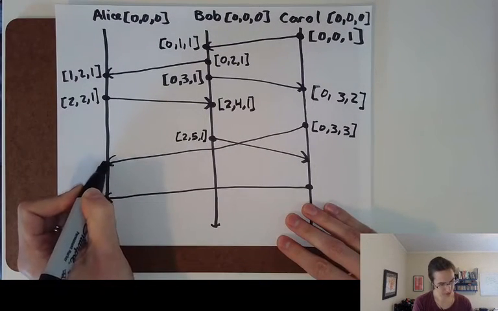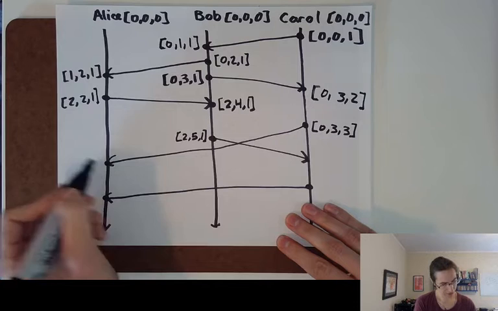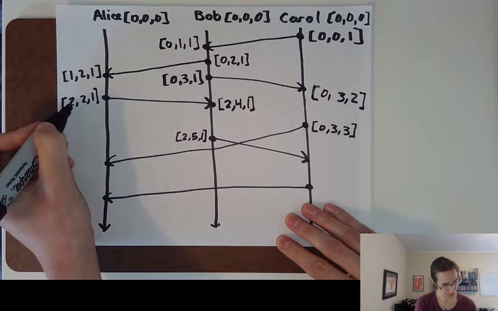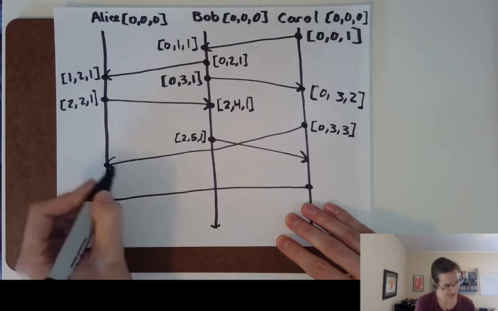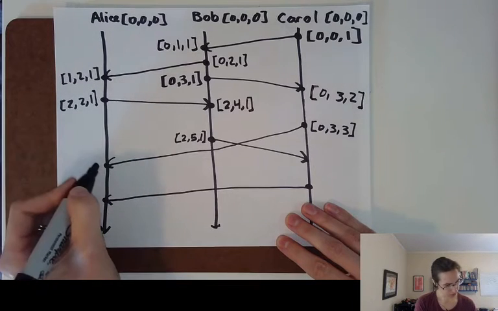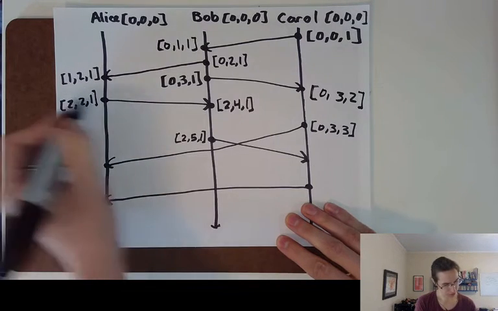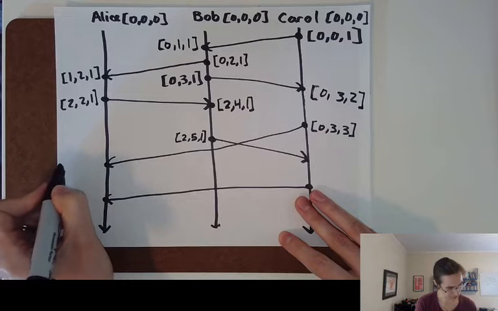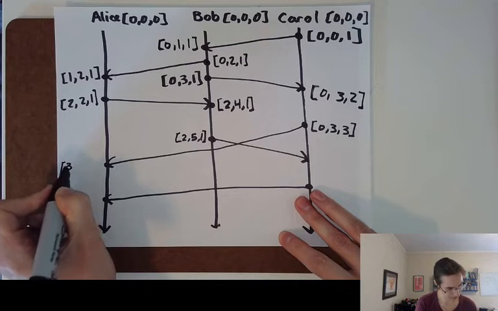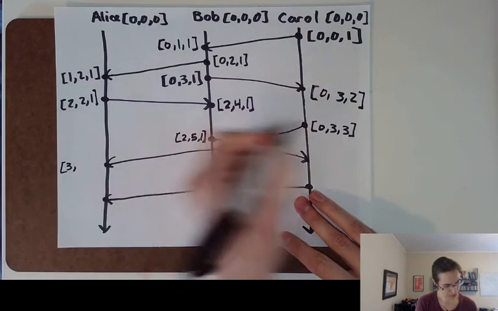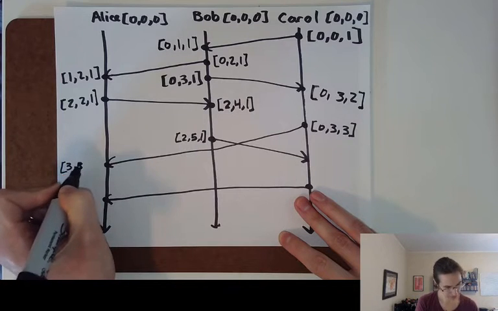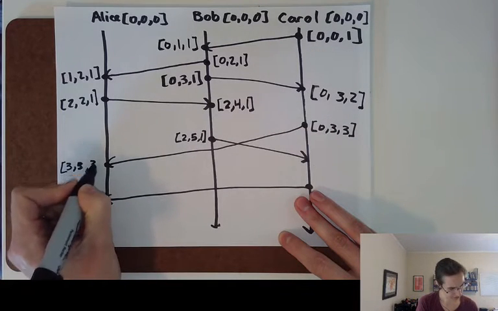What does Alice do? She takes the 0, 3, 3 and takes the pointwise maximum of it with her own clock, which was 2, 2, 1. And she increments her own position as well. So the max of 2 and 0 is 2 plus it's her own position. So the first thing becomes 3. The max of 2 and 3 is 3. The max of 1 and 3 is 3. So that clock is 3, 3, 3.